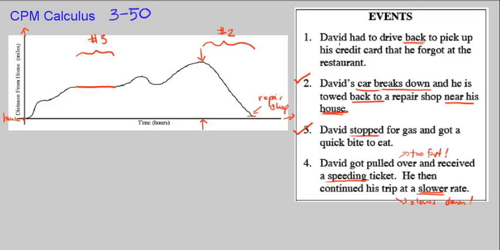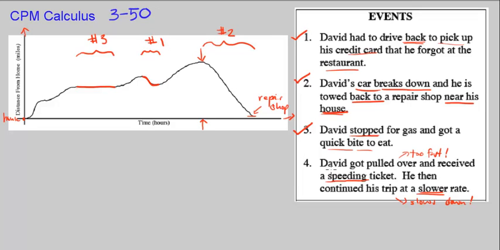Let's look at 1. He had to drive back to pick up his credit card that he forgot at the restaurant. Well, he's eating in event 3, so I'm going to guess maybe he stopped at a restaurant there, but no. These are all he's going away from his house. The distance is growing. Here is the point where he's going closer to home. So this point, he's going closer to home. So I'm going to say that's where he's going backwards to pick up his credit card that he forgot at the restaurant. So this right here is going to be event number 1.